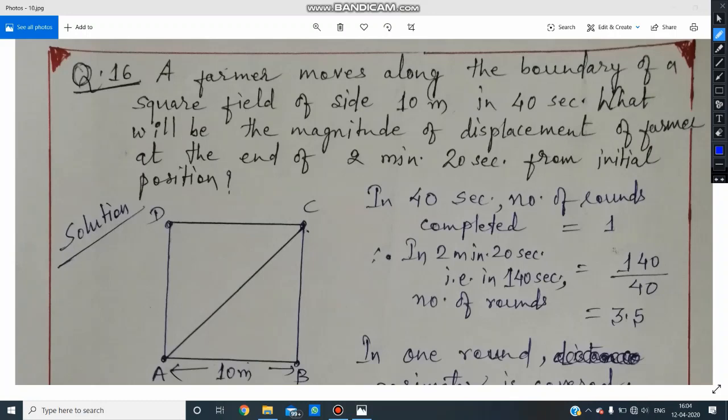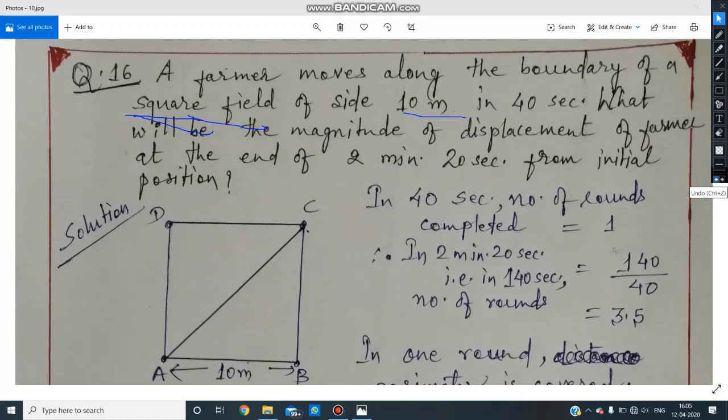It goes like this: a farmer moves along the boundary of a square field. The shape of the field is square. Square field of side 10 meter in 40 seconds. What will be the magnitude of displacement of the farmer at the end of 2 minutes 20 seconds from the initial position?